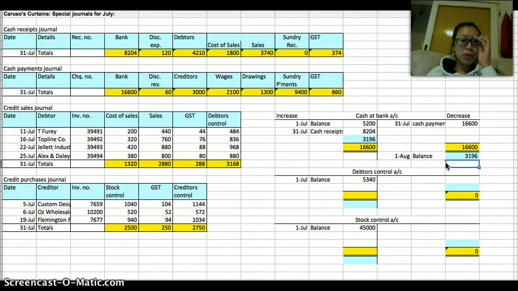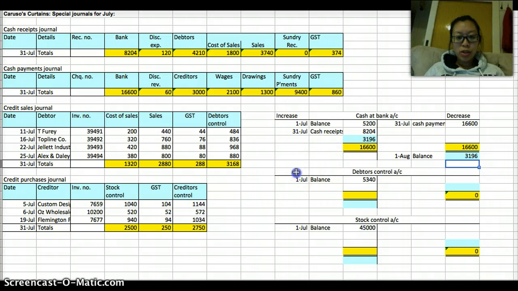Alright, now let's do the debtors control. Debtors control is an asset, increases on the left, decreases on the right. Alright, what kinds of things increases debtors? Debtors are customers. What makes them owe us money? It's when we make sales to them. So which journal shows sales made to debtors? So there's a sales here and a sales here. But we use this credit one because debtors are credit customers.